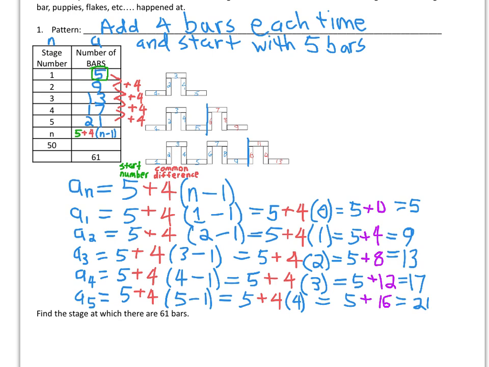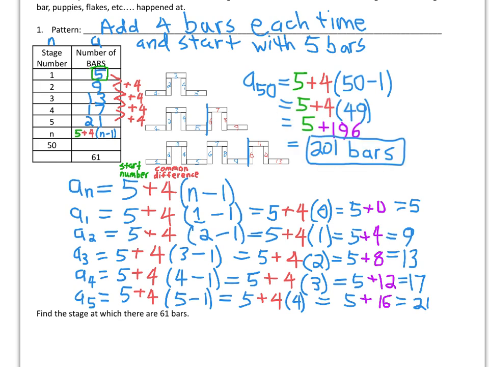Otherwise, that's going to look like this. We write 5 plus 4, parenthesis 50 minus 1. Notice that this 50 is in place of the n. That means wherever we saw n, we're supposed to put the 50. And it says 5 plus 4, parenthesis 50 minus 1. 50 minus 1 is 49 times 4, and then add 5. You can just simply type it in your calculator, and we get 201 bars at stage 50.